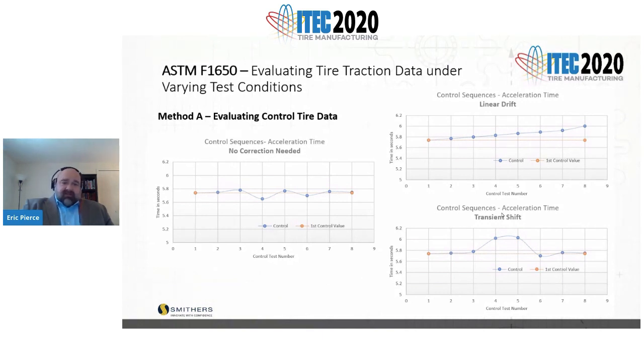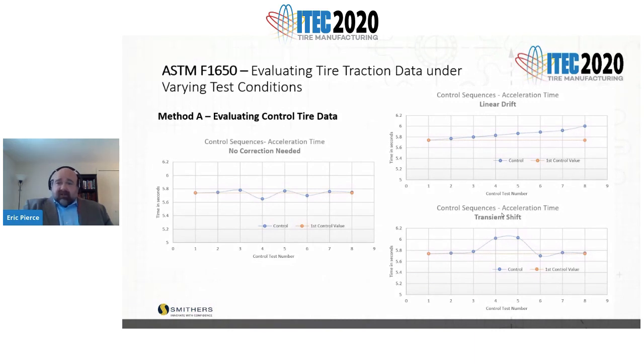The orange line gives us our first control value. It's just our baseline to which everything is compared, whereas the blue dots show the actual test data for each of the individual 8 control runs. This specific plot doesn't need any corrections. This is just average variation trend that can occur.